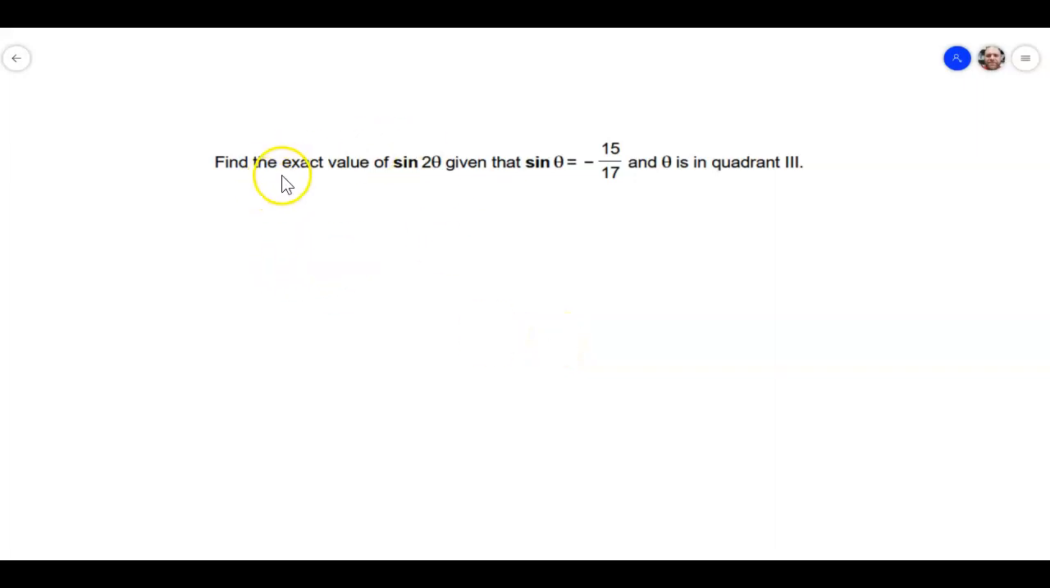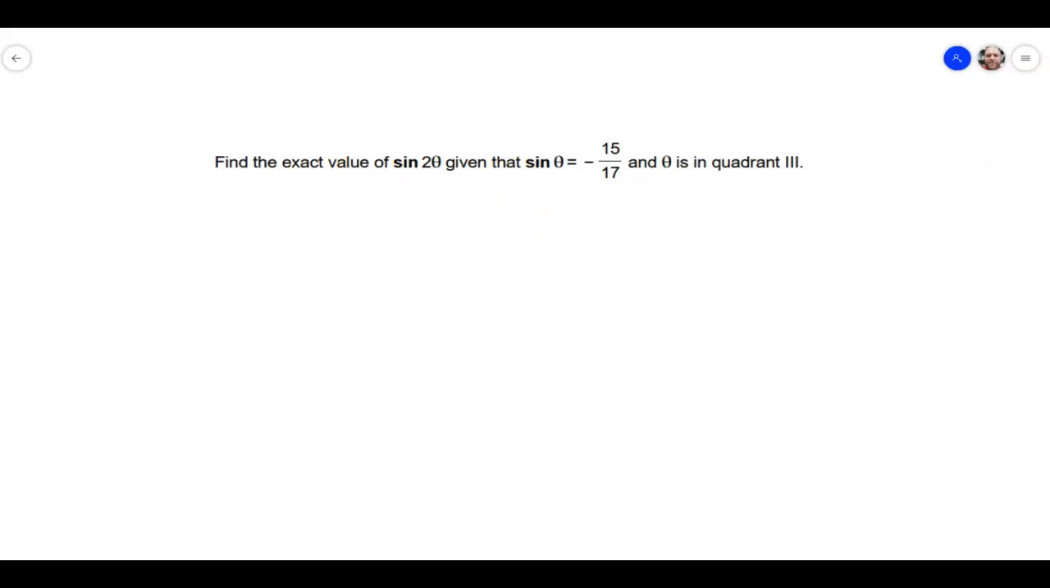Beckstrom, and today I'm doing an example from section 6.4, and it says find the exact value of the sine of 2 theta given that the sine of theta is equal to negative 15 over 17 and theta is in quadrant 3. Alright, so in order to do this one we need to delve into the double angle identities.